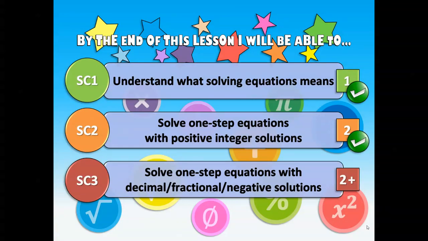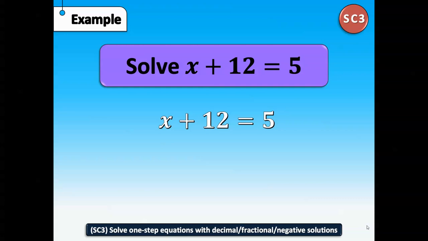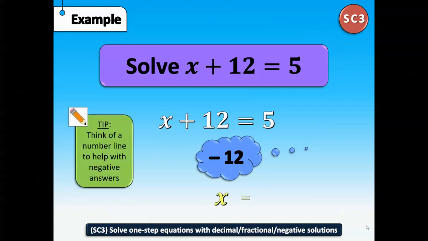So now we're going to move on to number 3, and this is to solve one-step equations with decimal, fractional, or negative solutions. So this time we want to solve x plus 12 equals 5. So again, x is just a number that we're trying to find. If we do the opposite of adding 12, so we do 5 take away 12, that's going to be minus 7. So x equals minus 7.